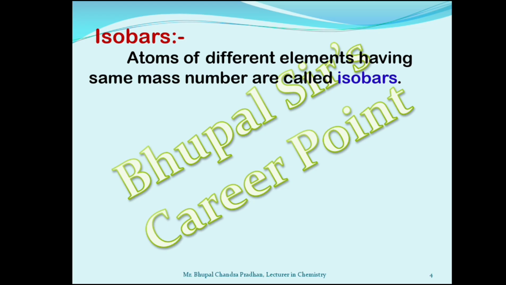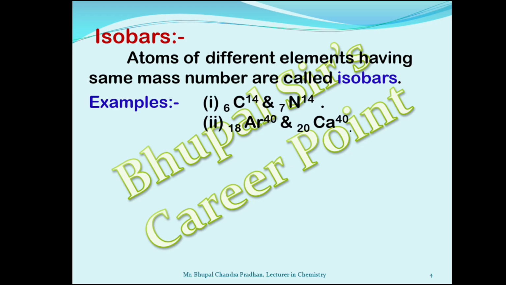So atoms of different elements having same mass number are called isobars. Examples: carbon 6-14 and nitrogen 7-14. Atoms of different elements carbon and nitrogen have different atomic numbers 6 and 7 but have same mass number, that is 14. Argon 18-40 and calcium 20-40.